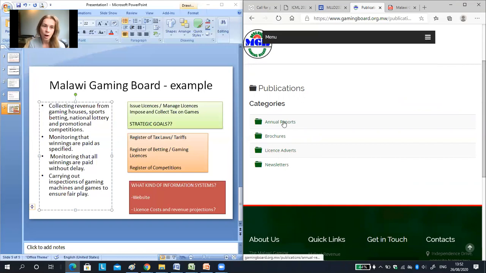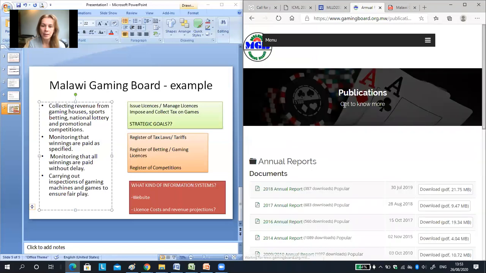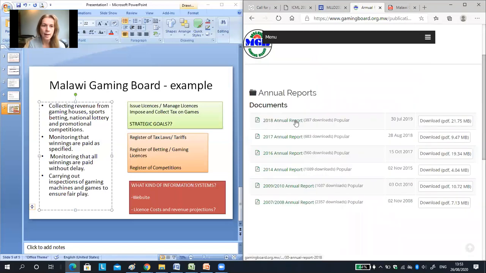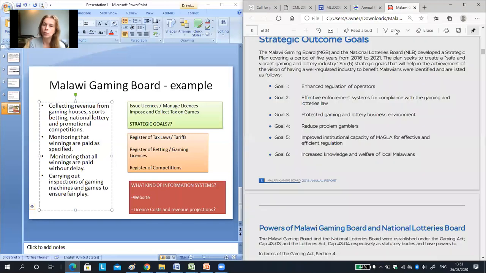Well, the one you should go to, because again, as I said, you're not writing a book, you're not doing in-depth research, you need to be focused on the key points quickly, is the annual reports. They would be very useful. So I would download the latest annual report, and I did, and I want to show you the annual report. This is the PDF document.